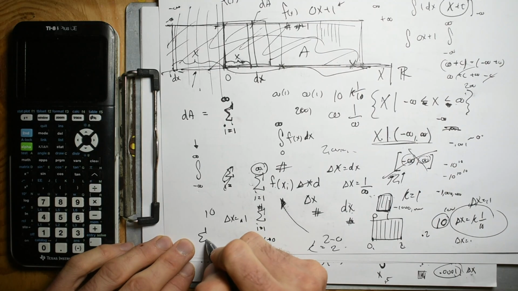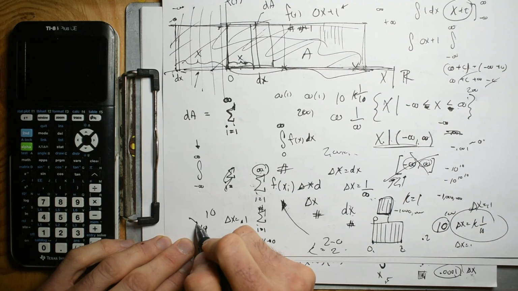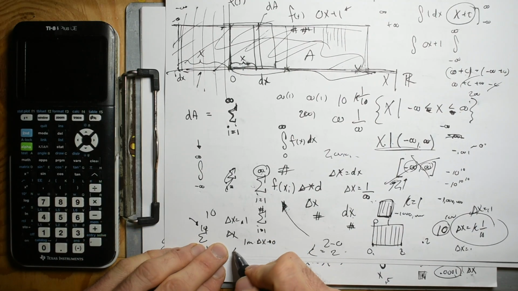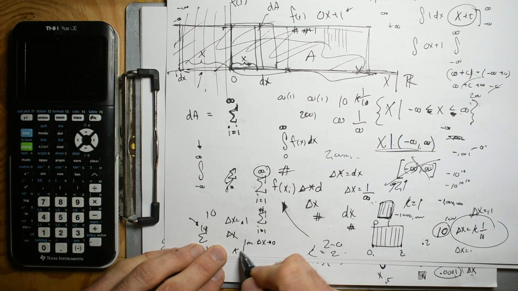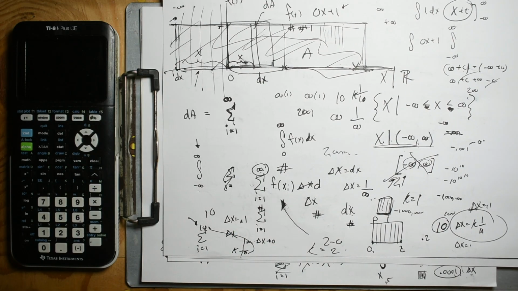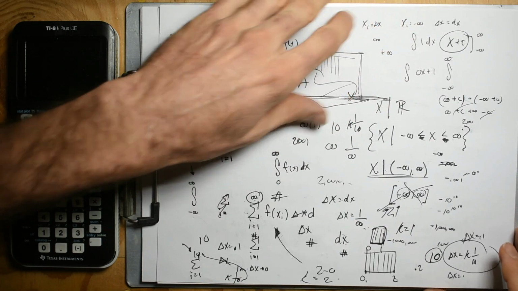So that would go here, i equals 1 to 10. That's going to be the number of slices. And then your change in x would be equal to k, 1 divided by that number. Hell yeah. Okay, so this was brutal, but I'm glad I did it.